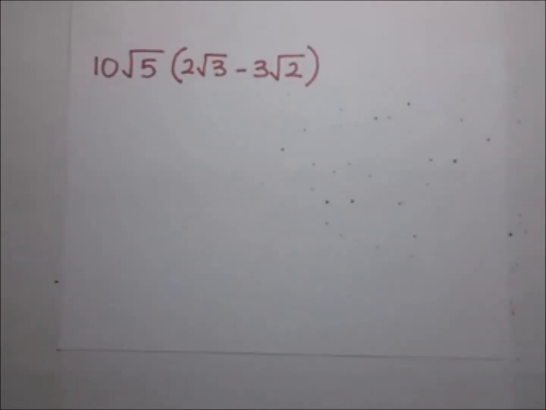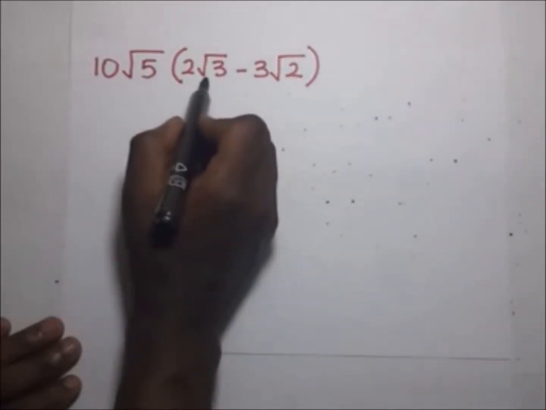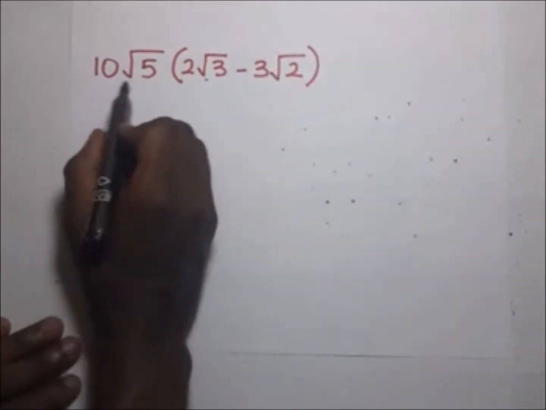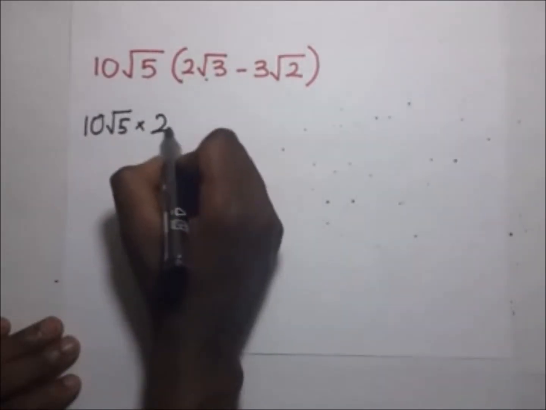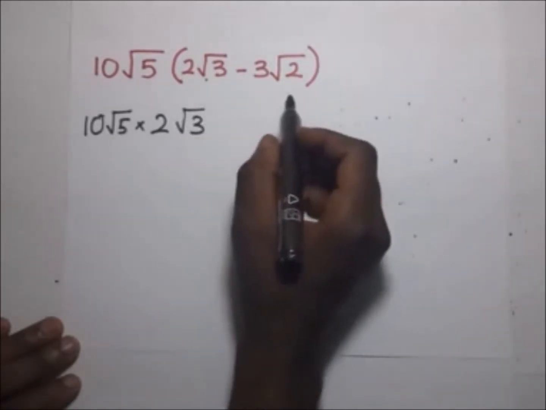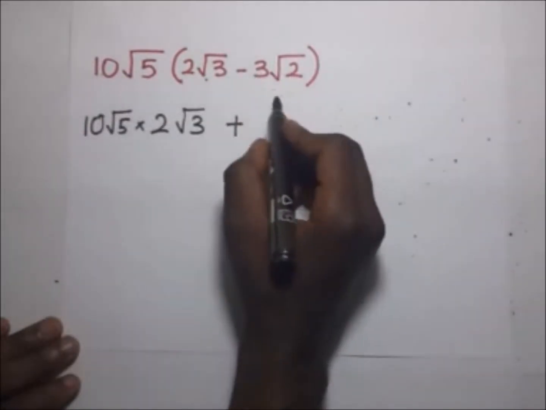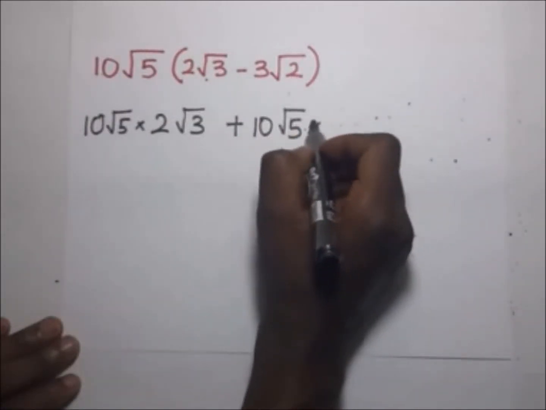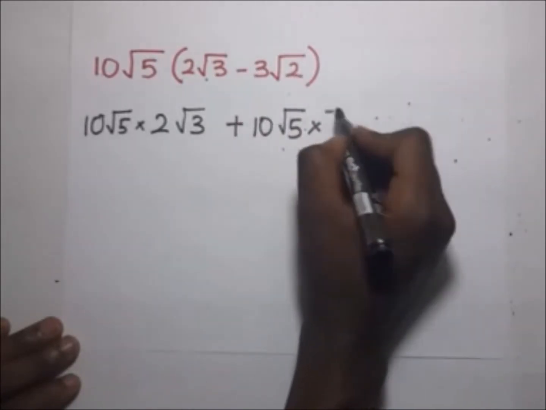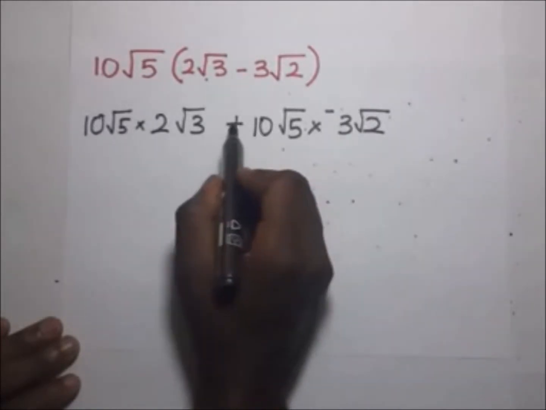We have one more number to illustrate this point. We are opening brackets here still. This times that, then this times that. So the next step from here is going to become 10 root 5 multiplied by this, 2 root 3. Then we have plus this times that. So it's going to be 10 root 5 times negative 3 root 2. Of course, we know that a positive times a negative will give us a negative answer here.